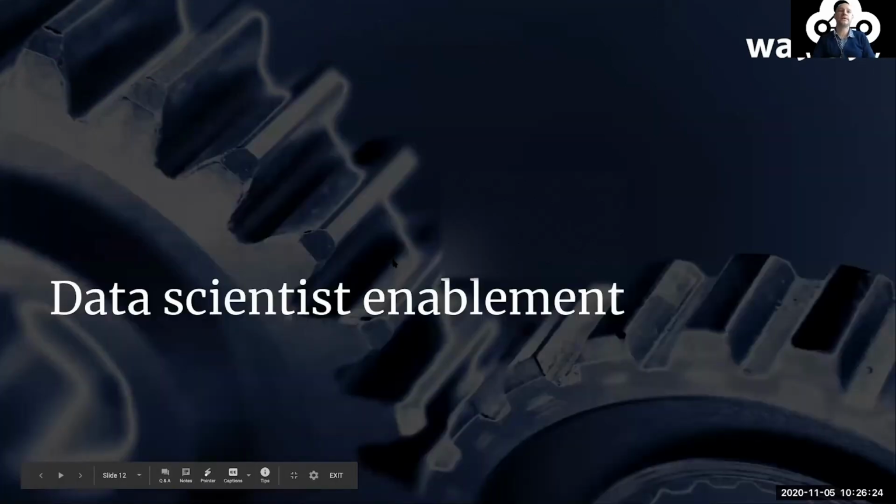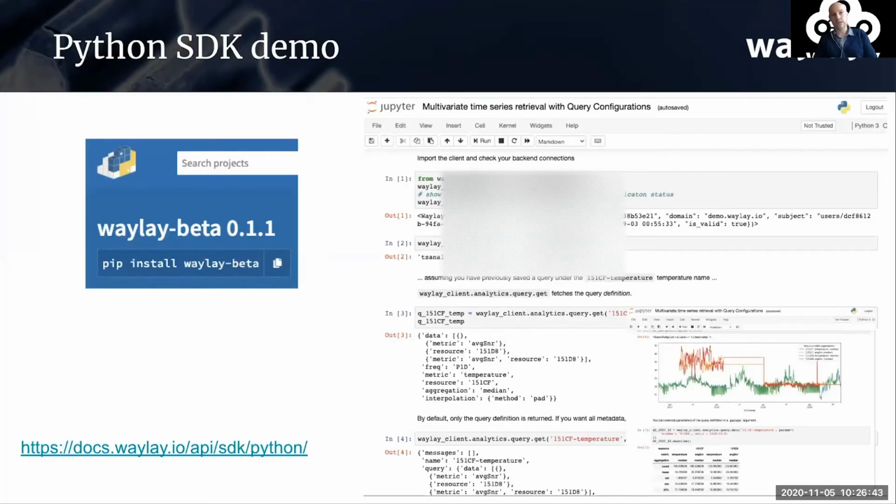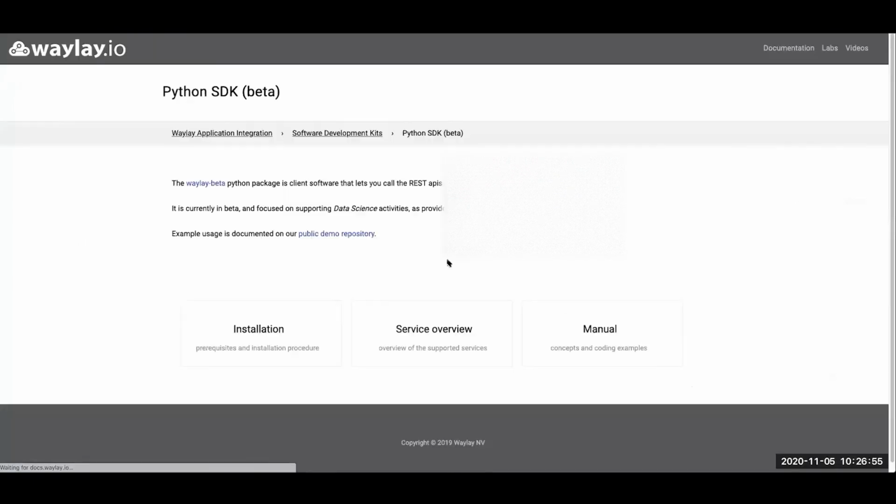The next subject is data scientist enablement. We already have quite a number of features available for data scientists, like bring your own ML, etc. But how can a data scientist now use this in an easy way? We now have an official Python SDK that you can download from the official Python website. For those who are familiar with Python and using Python in Jupyter Notebooks, you can go here into the documentation and see how you can install it.